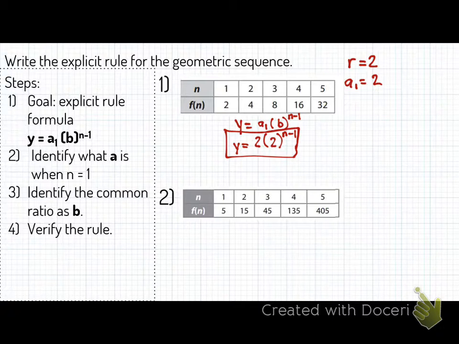What about the 6th number? Let's put 6 in here. What's 6 minus 1? In our exponent, 5. So what's 2 to the 5th? 32 times 2 again? 64. Isn't that the next number that should go in my sequence? You all see that? Okay, so this explicit rule helps us define it, okay?